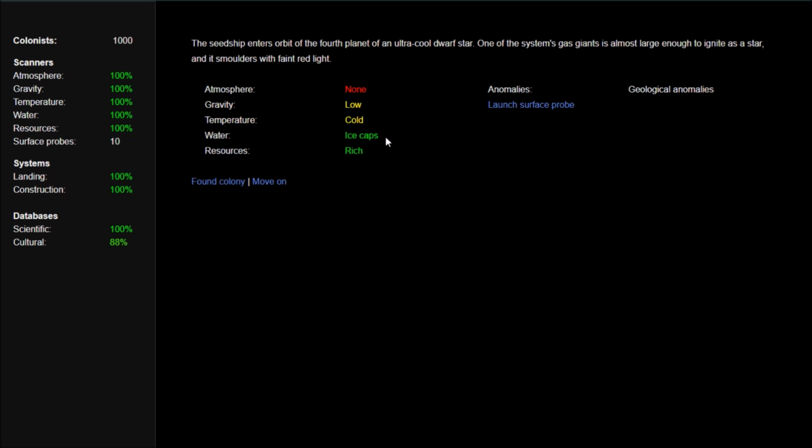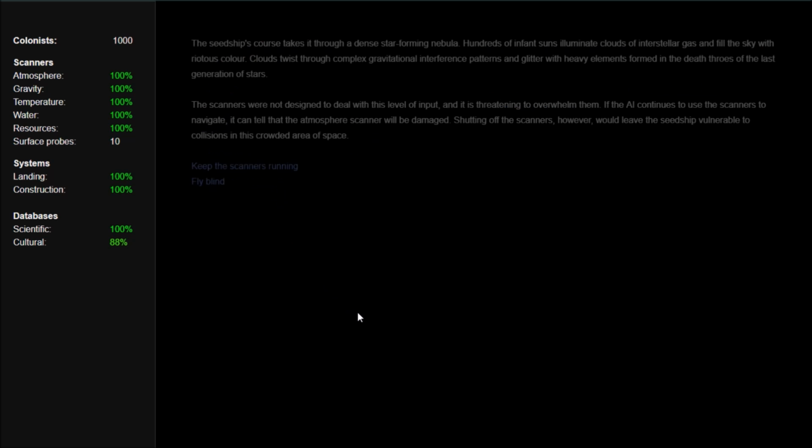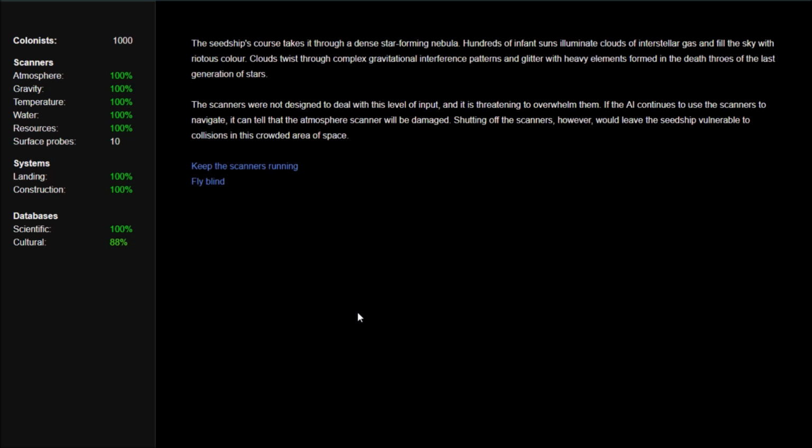Everything else is decent. It has ice caps for water. It's got some rich resources, some anomalies down there. We could send a probe, but I think we're going on. Moving on. Of course, takes it through a dense star-forming nebula.